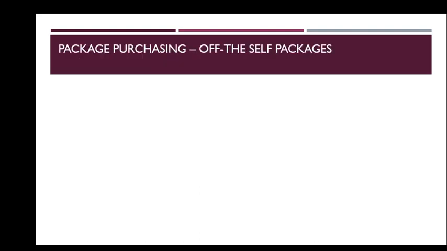Now let's look at the second method, which is called package purchasing, which is also the same as off-the-shelf packages. Excuse my English, it's not self, but shelf. Now with off-the-shelf packages, very straightforward. This mainly requires you to just go to the shop, which can either be an online shop or a physical shop, and buy the software. Meaning that software has already been developed or designed, so it's just a matter of you going and buying it.